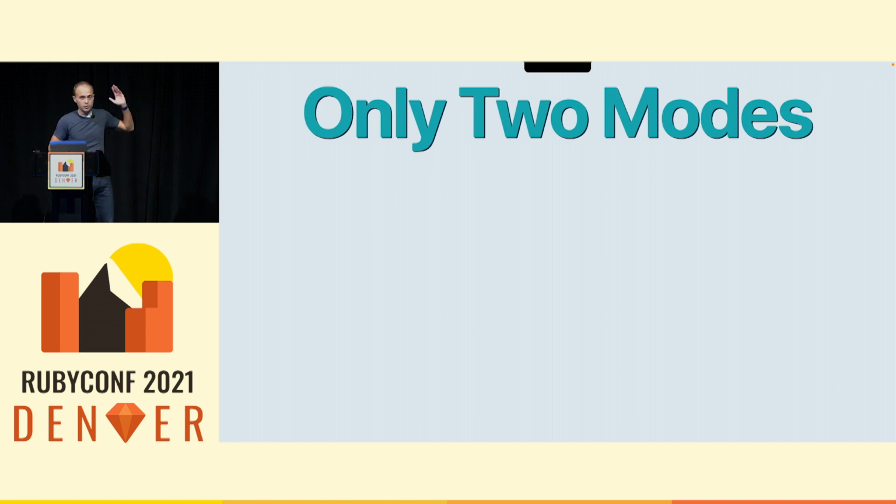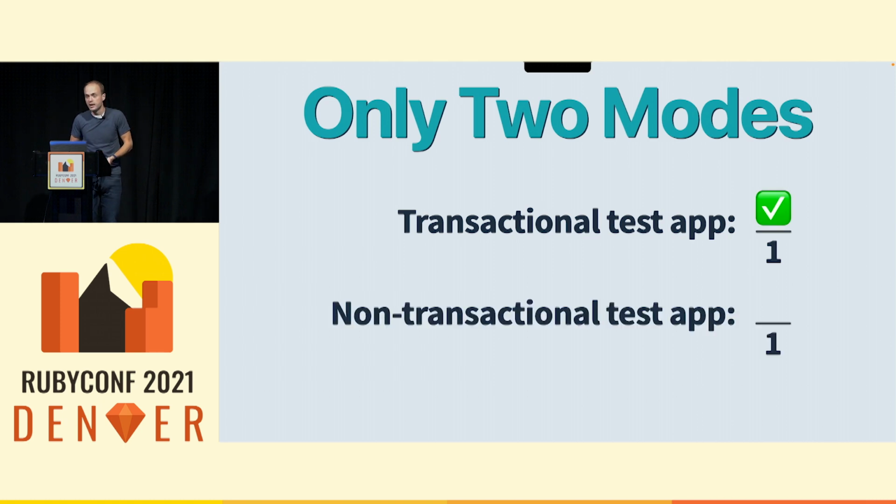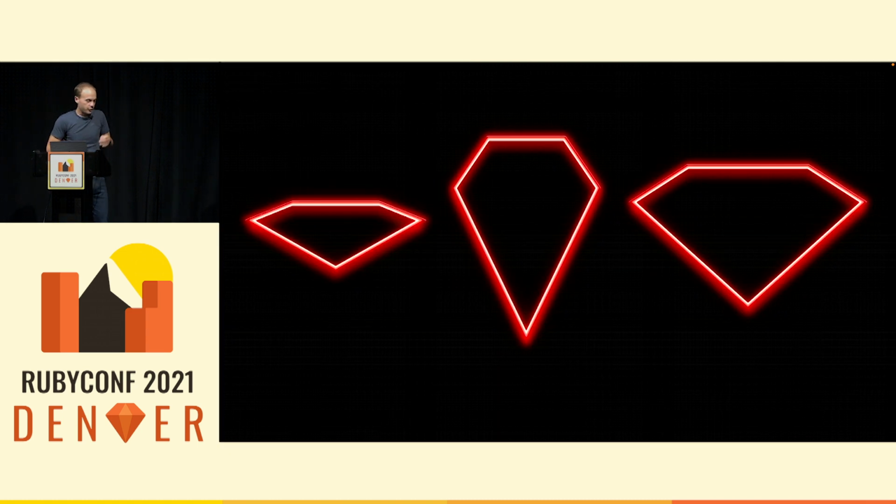So now there's only 2 modes in that gem, and it makes testing really easy. I've got a test app for transactional mode, I've got a test app for non-transactional mode, and so I can be really assured that whenever I release something, as long as the tests pass, it's probably going to be okay. So the lesson there is don't let complexity, whether it's you feeling like you've got to do everything, or other people telling you you've got to do everything, a bunch of pull requests, weigh down your gem, because the last thing you want is 5 years from now hating the thing that you created. So last but not least, we're going to talk about the cut of your gem.